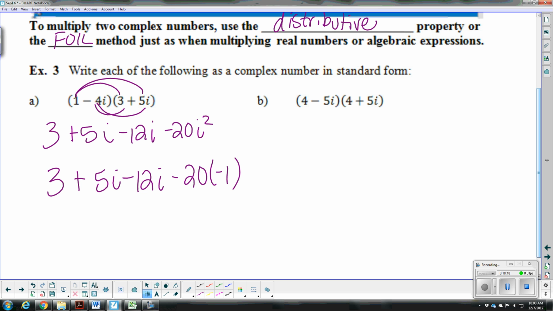So now I can combine my like terms. 3, and this ends up being a positive 20. So 3 plus 20 is 23. 5i minus 12i is negative 7i.